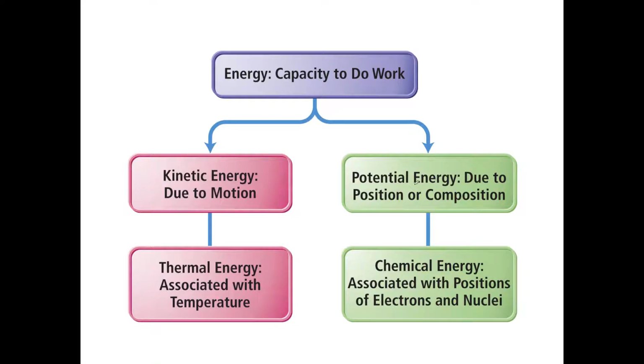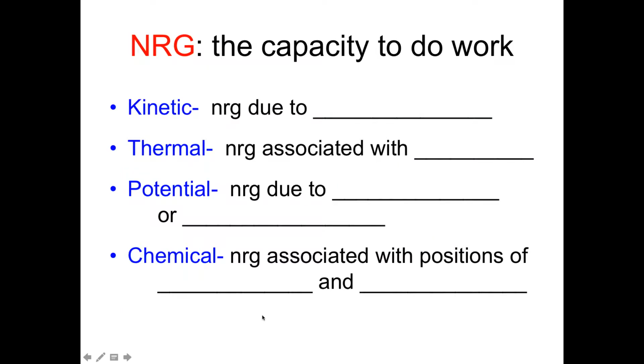And potential energy is the energy that's due to position or composition. Chemical energy is a potential energy also, right? Because it's associated with the positions of electrons and nuclei. So chemical energy is a kind of potential energy, and thermal energy is a kind of kinetic energy. That's right. So let's review those terms.